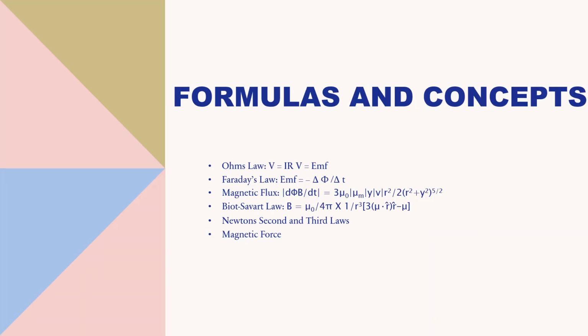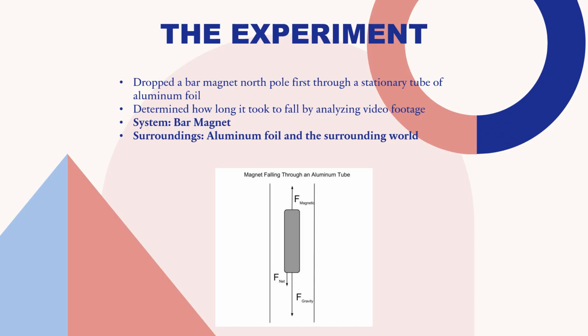Important formulas and concepts include Ohm's law, Faraday's law, magnetic flux, Biot-Savart's law, Newton's second and third laws, and magnetic forces for a loop. In this experiment, we dropped a bar magnet north pole first into a stationary tube of aluminum foil. We determined how long it took to fall by analyzing video footage. Our system was the bar magnet and our surroundings were the aluminum foil and surrounding world.